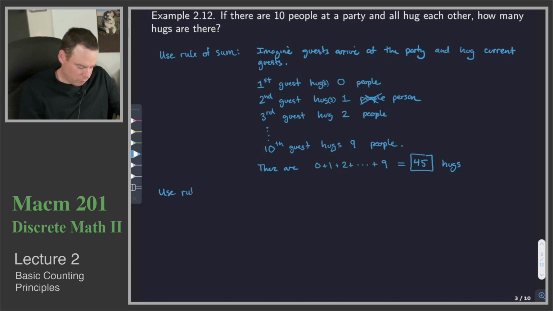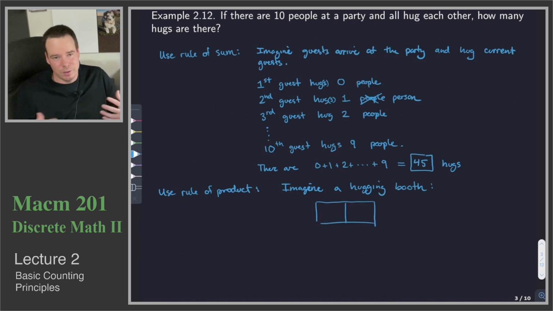We could use the rule of product. And how could we do that? Well, in this case, we will imagine a hugging booth. So a place where the hugs take place. So we've got this hugging booth, and two people enter, they hug. It's an imaginary booth, but this is how we'll start to count these things. So one person will go on one side, another person on the other side, and they'll have their hug, and then we can count them that way.